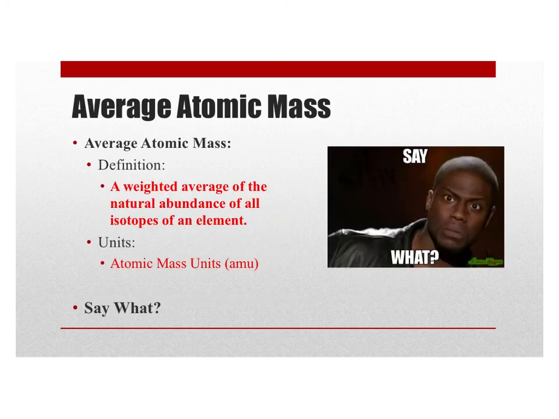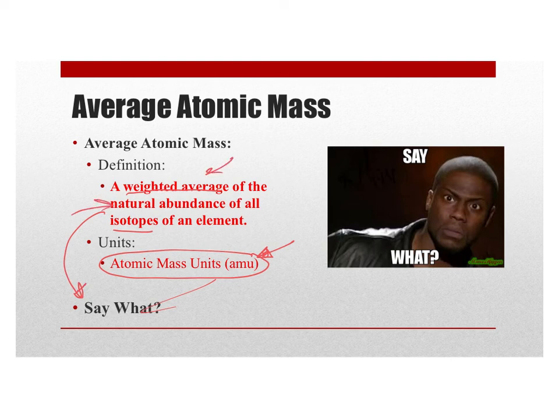Here's our definition. The average atomic mass is a weighted average of the natural abundance of all the isotopes of an element. And we measure it in a set of units called the atomic mass unit, or the AMU. Now you might be looking at this definition and going, what does he mean by that? What is a weighted average? What do you mean by the natural abundance?